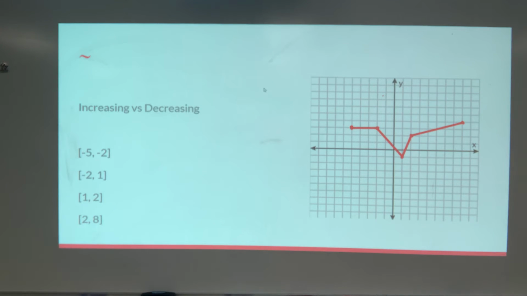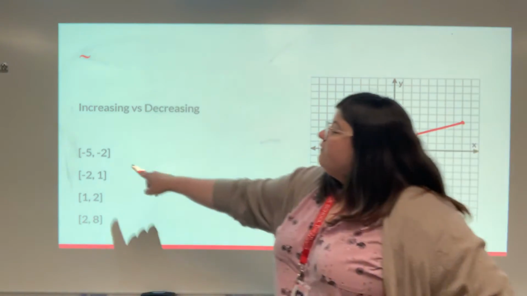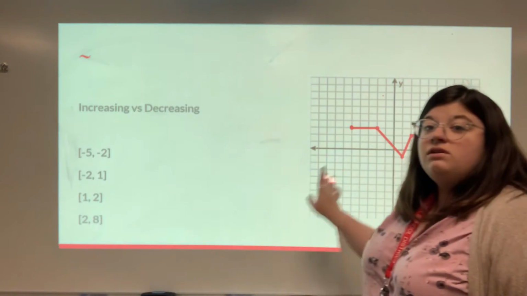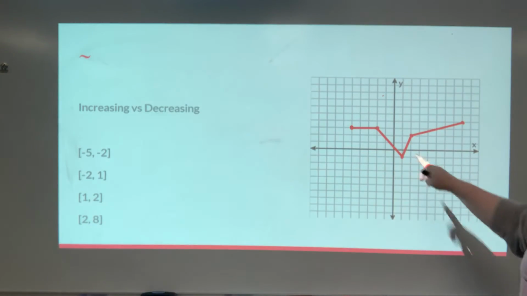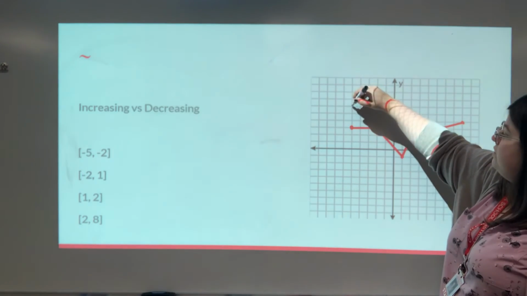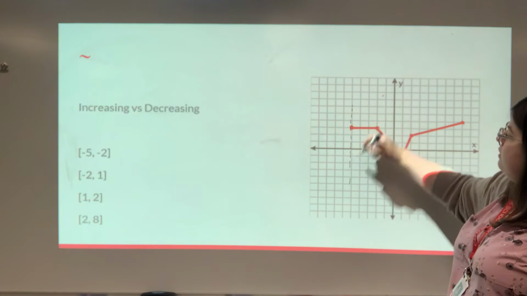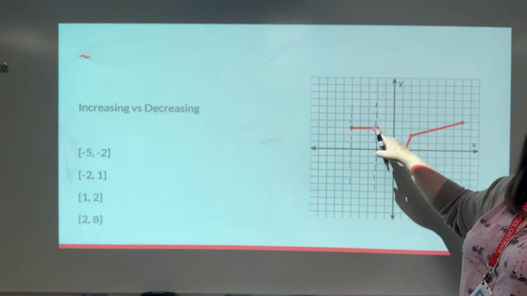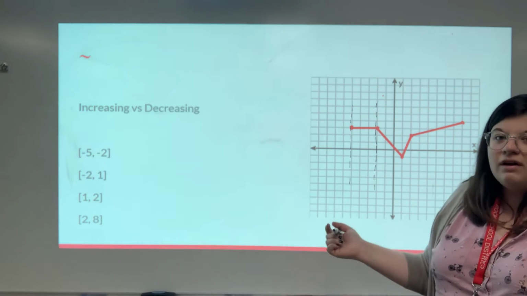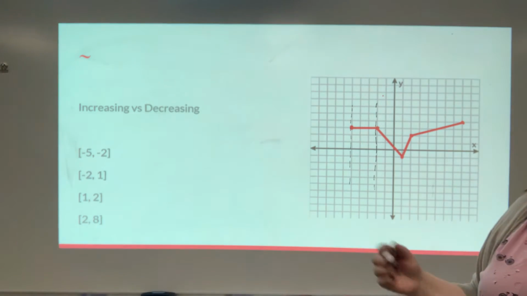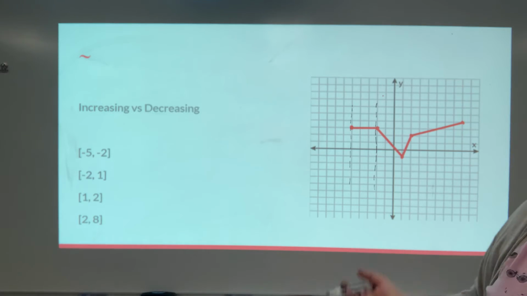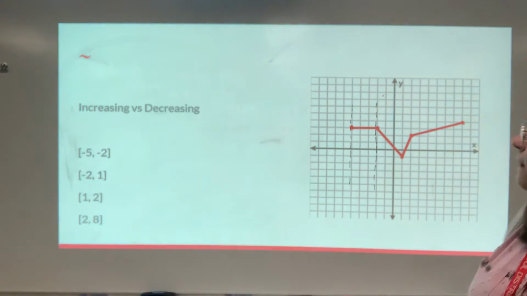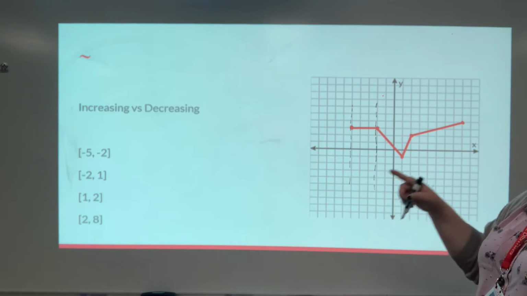So just a little review, increasing versus decreasing on the interval from -5 to -2. Let's look at this graph. So from -5 to -2 is about right here. Are we increasing or decreasing? Neither, right? We're not going up, we're not going down. So we could just kind of say that this is constant. There's no change.